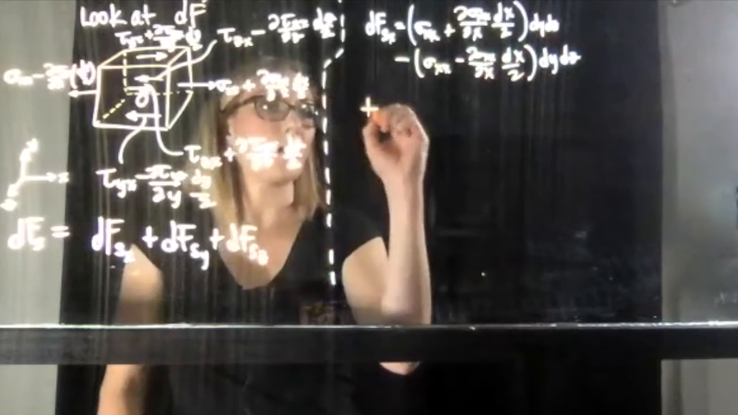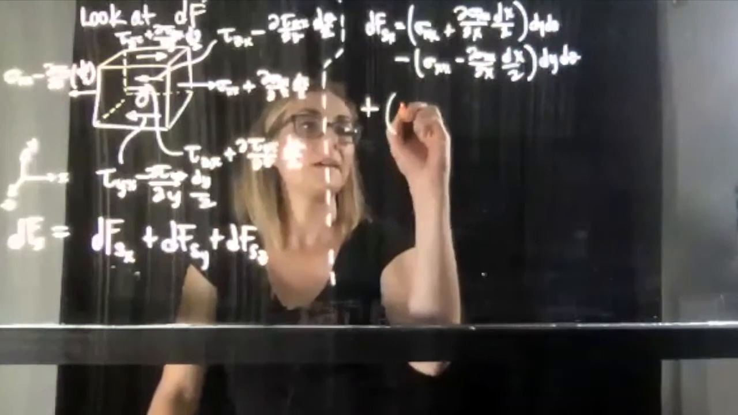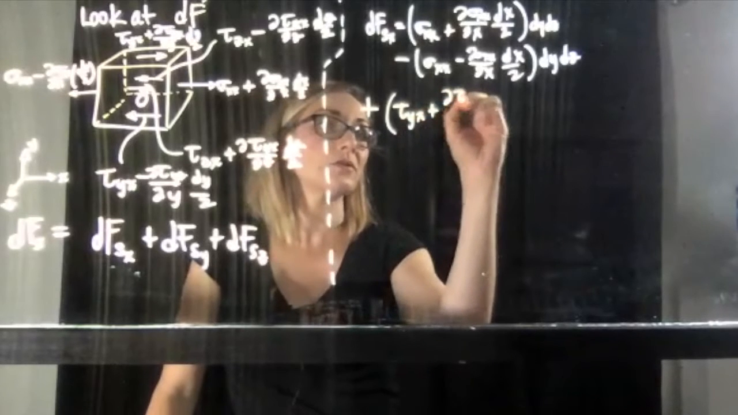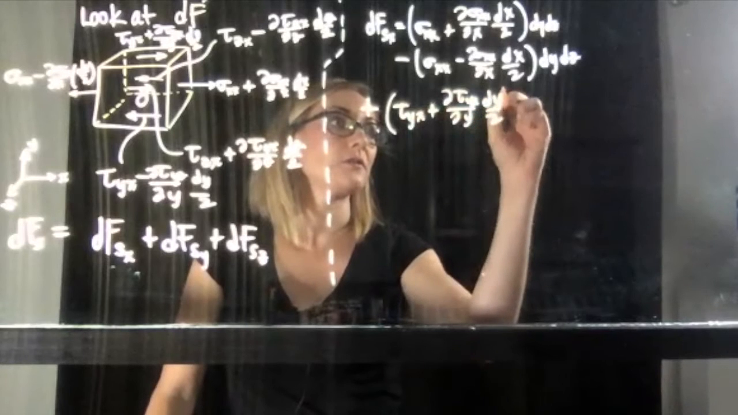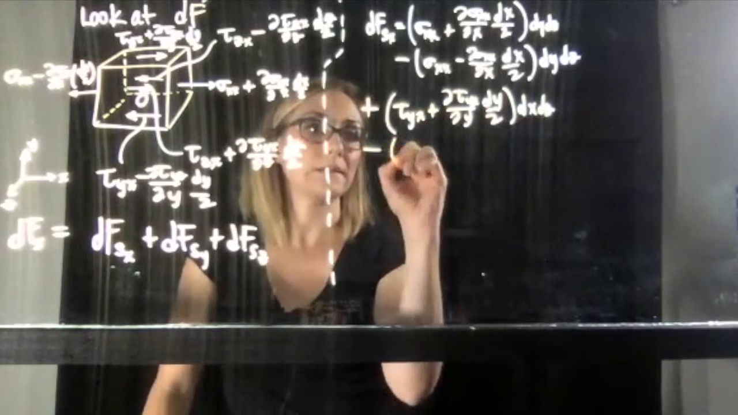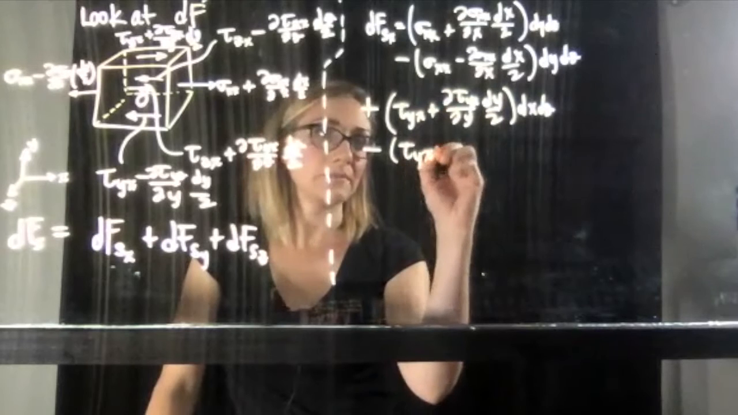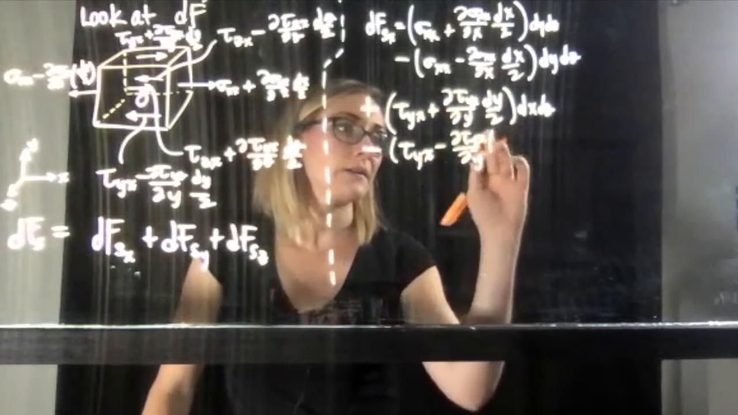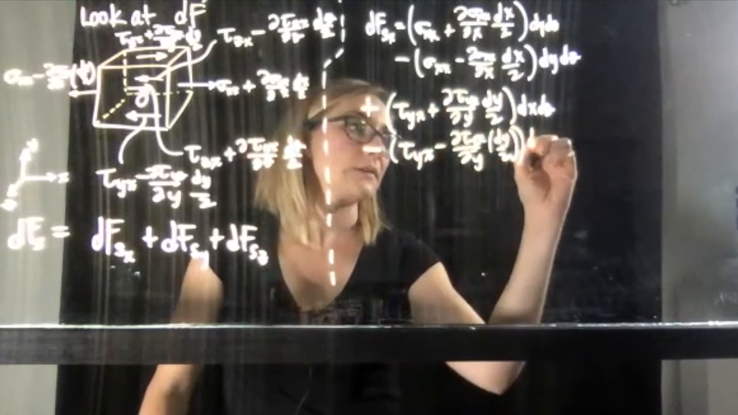Now we're going to do our 2 pairs of shear stresses. So we have tau yx plus partial tau yx partial y dy over 2 dx dz, minus tau yx minus tau yx dy over 2 dx dz.